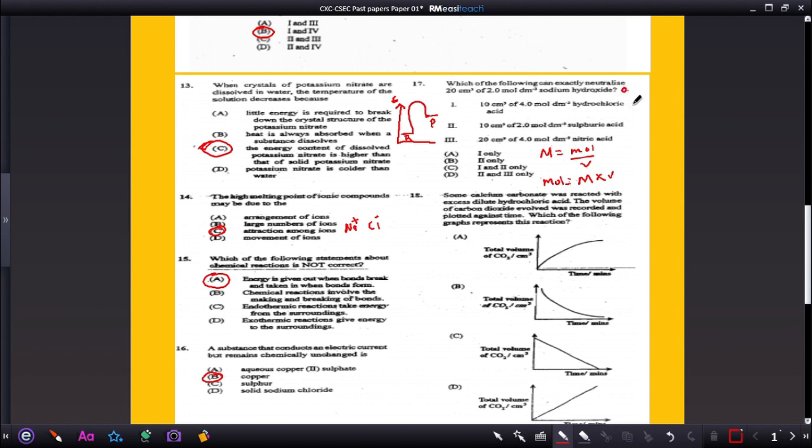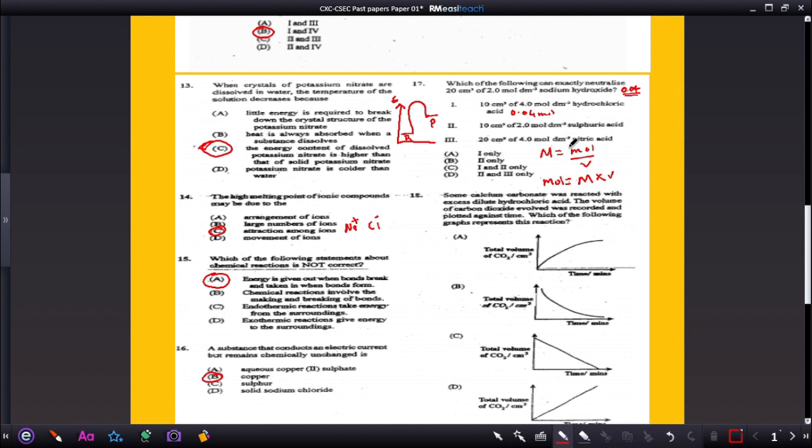So what we are looking for is which of these acids would produce 0.04 moles. Okay, for the hydrochloric acid, first convert the 10 cm³ to dm³. It would be the molarity, which is 4 moles per dm³, multiplied by the volume, which would be 0.01. So for hydrochloric acid, it is also 0.04 moles. For the sulfuric acid, 10 cm³ of a 2 molar, we convert the 10 cm³ to dm³, which is 0.01, and multiply that with the 2 molar, so to get the moles of the sulfuric acid in the 10 cm³, that would be 0.02.